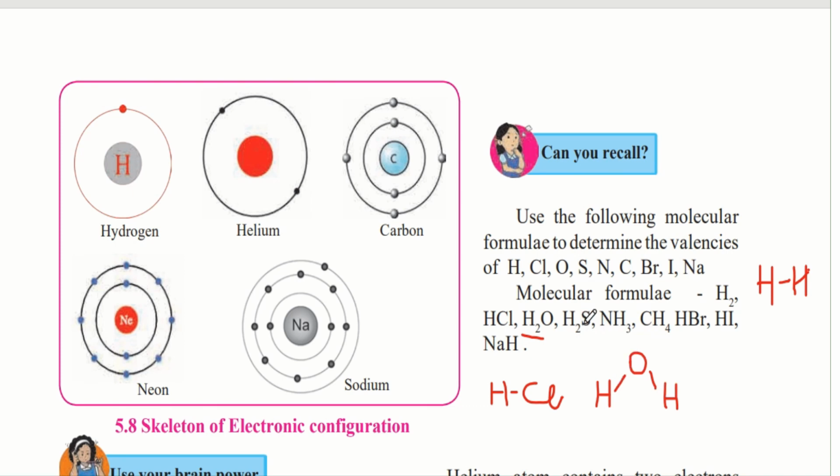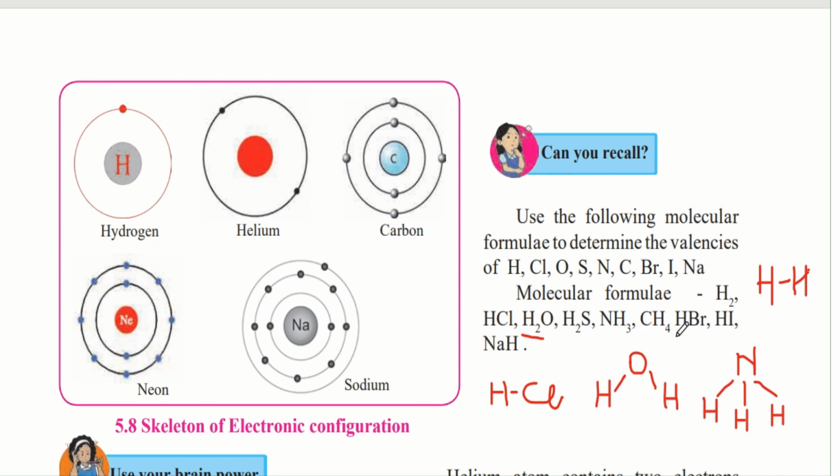Similarly, the next one is H2S. And here instead of oxygen there would be an S, that is sulfur. The next example is NH3, which is ammonia, and that is N, which is nitrogen, and that N has 3 bonds which it forms with 1 hydrogen respectively. So therefore the valency for nitrogen is 3, and hydrogen we already know that the valency is 1.